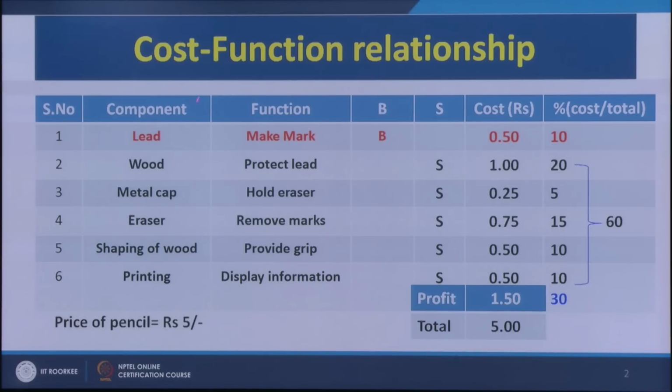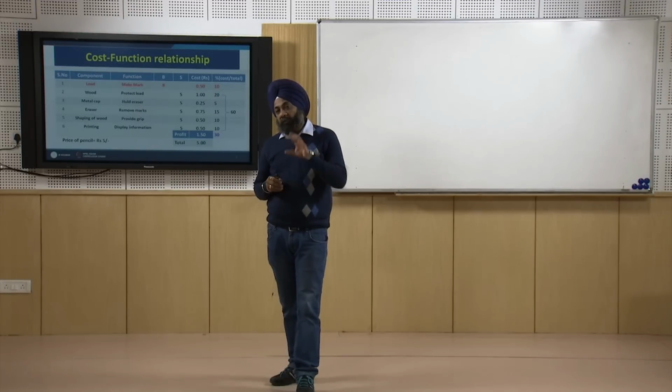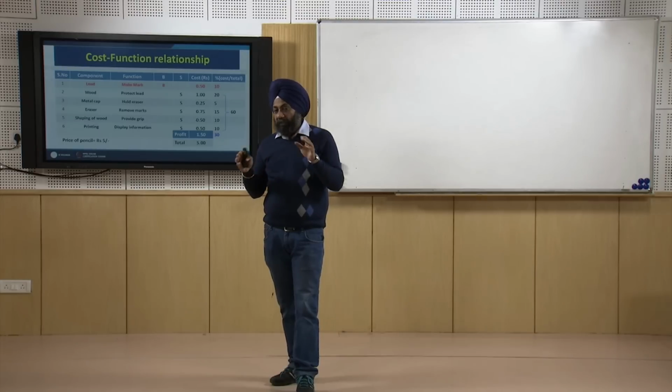So here you can see, from the value engineering point of view, we have components and processes like lead, wood, metal cap, eraser, shaping of wood and printing. 2 processes, shaping and printing, and the materials, that is lead, wood, metal cap and eraser. So all these add up to the cost of the product. And during the functional analysis chapter we have seen that we have to identify the function from the very beginning, and we have to use a noun and verb type of definition for a function.